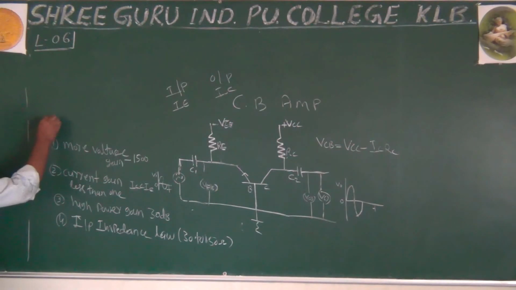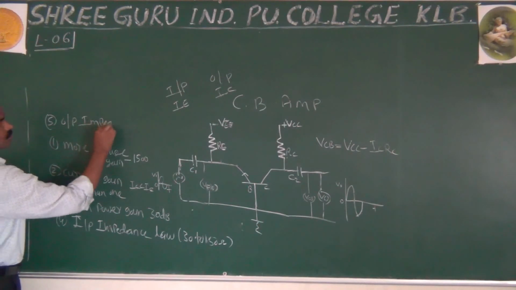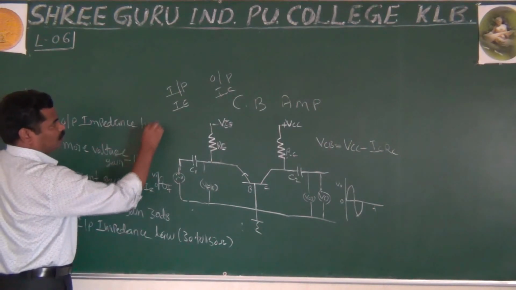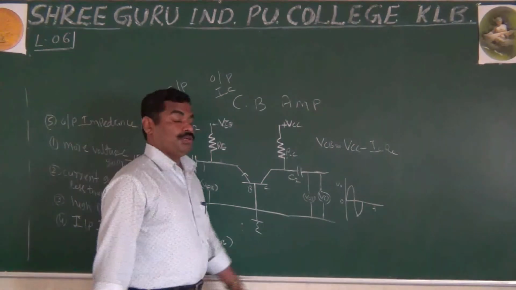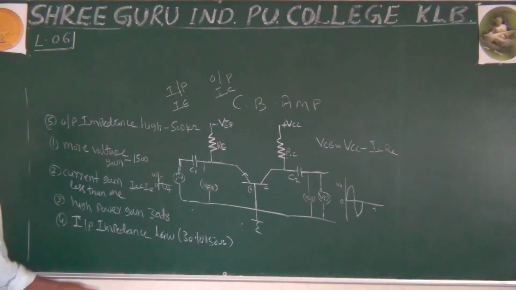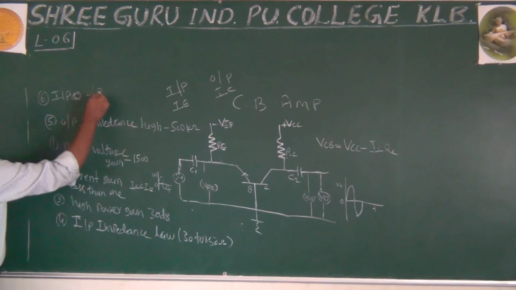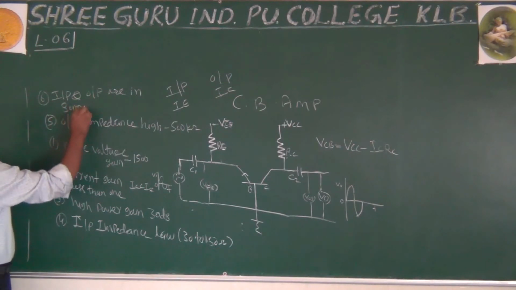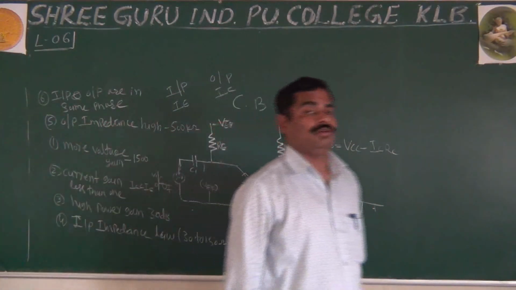If you want, you can write 5. The output impedance is very high, nearly about 500 kilo ohms. The output impedance is very high, and finally, the input and output are in the same phase. These are the important characteristics of your common base amplifier.